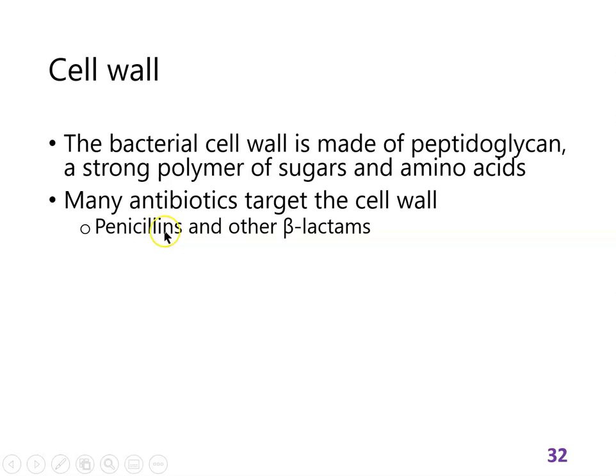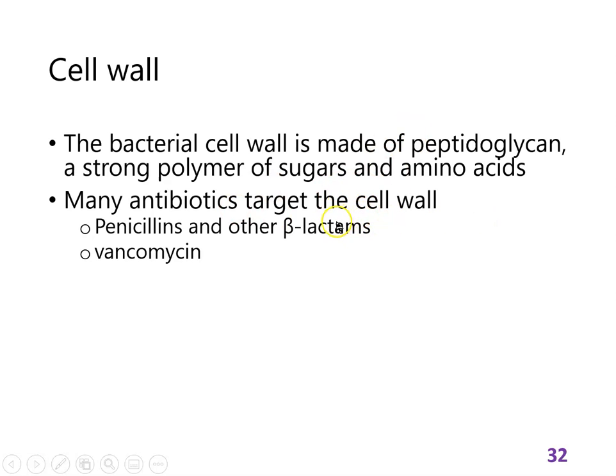So the penicillins and the other beta-lactam antibiotics like the cephalosporins and the carbapenems and aztreonam, those all target the cell wall. They actually all work in an identical way, disrupting the cell wall. Vancomycin works in a similar way. And again, I think more than half of the antibiotics we prescribe do that. So that's important to know about.